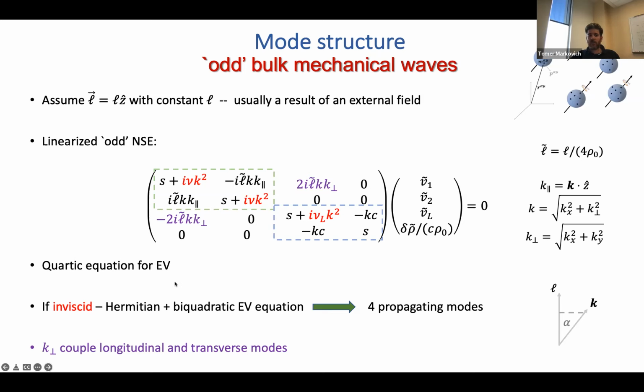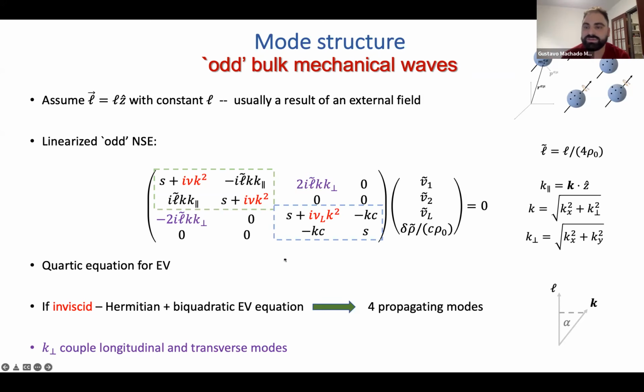So you can solve the eigenvalue equation. It's a quadratic equation. It has an analytical solution, but it's still very hard. But if I assume it's inviscid, so if I don't have any viscosity in my system, then this dynamical matrix is actually Hermitian, and the eigenvalue equation is biquadratic. So I can solve it analytically very easily, and I can show that there are 4 propagating modes, 2 transverse and 2 longitudinal. And what's interesting is that K perp, so K in a direction perpendicular to L, couples those 2 blocks. So this makes things a little bit more complicated, but at least in the case of compressible odd materials, we can get everything analytically, and we can see what the sound velocities or the excitation spectrum look like.